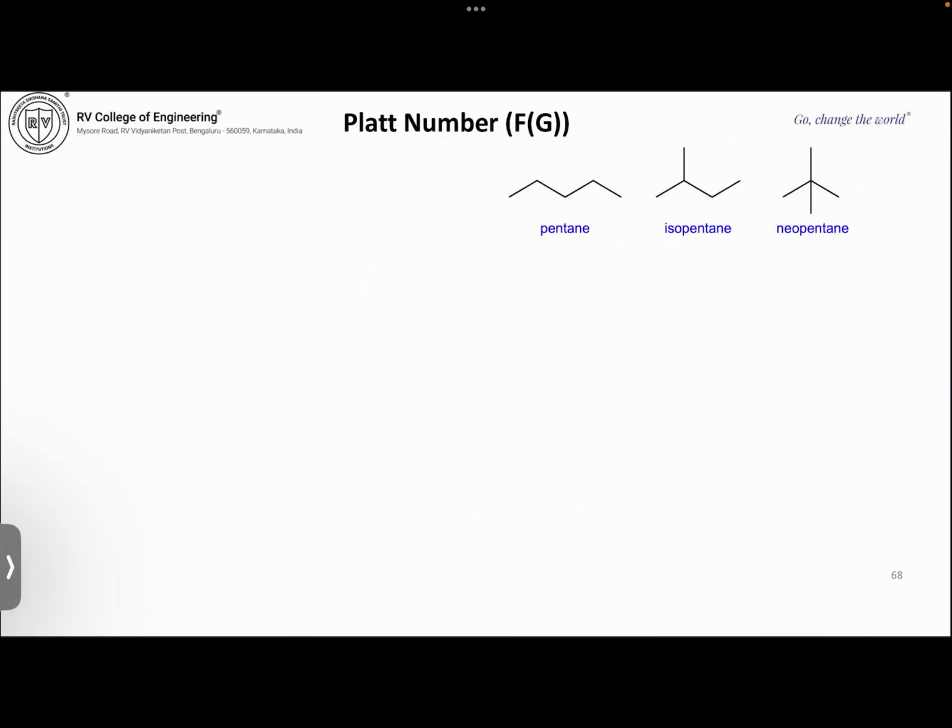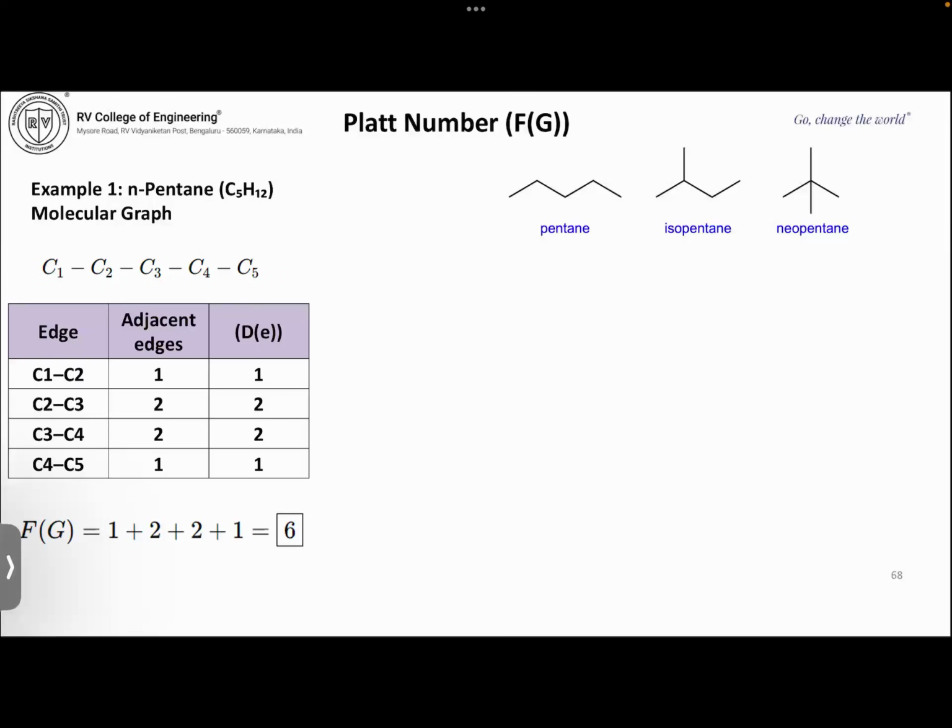Let us calculate the Platt number for the same isomers that we have discussed in detail for calculating the Zagreb 1 and Zagreb 2 indices: pentane, isopentane, and neopentane. Here we should not label the vertices. Here we should label the edges. Okay, that is very, very important.